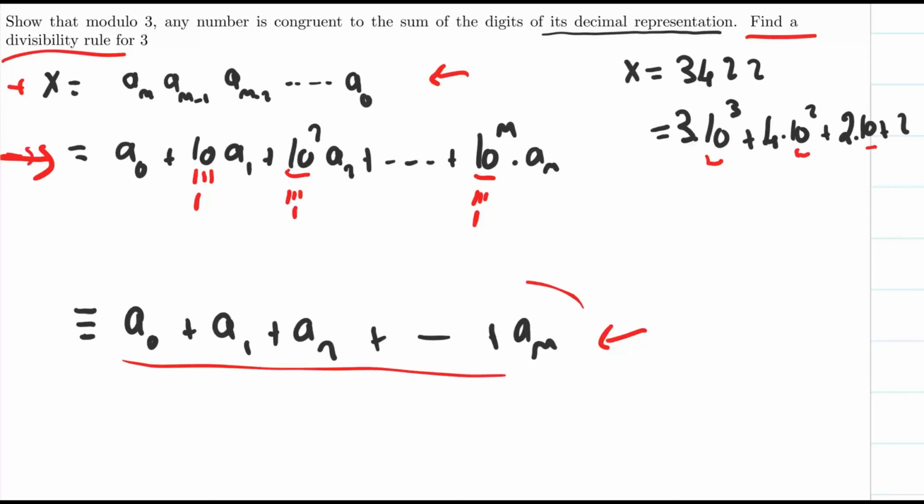Well, let's check it on a small number. Let's say 25. I know that it's not divisible by 3, but the remainder when I divide by 3 is 1, because 25 is 24 plus 1. Now, if I take the sum of the digits here, it's 7. And also the 7, when I divide by 3, I get a remainder of 1. The same thing.